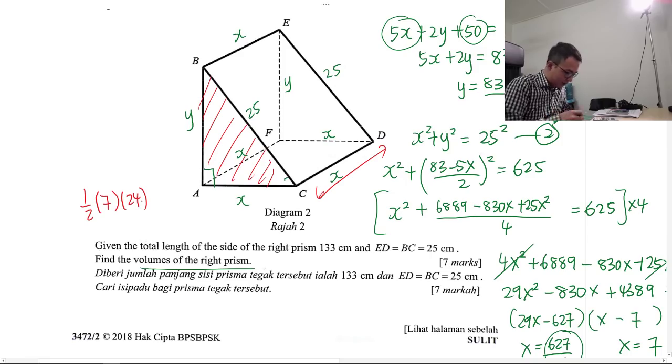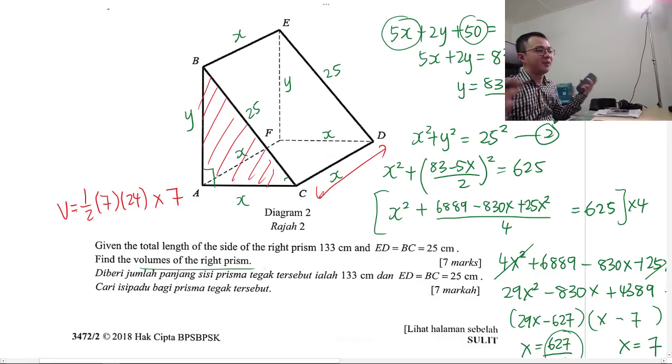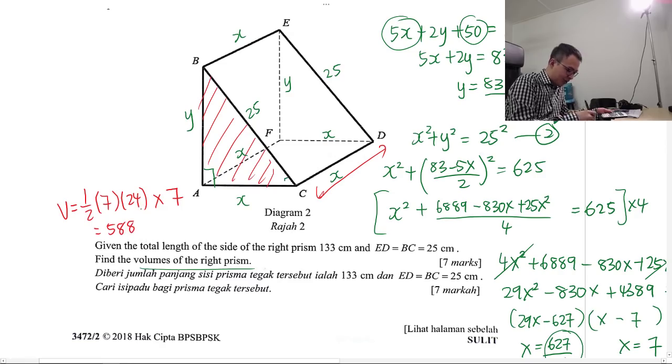Okay, so multiply the length, which is 7. So this is how I get the volume: find the identical area and then multiply its length. So it's 12 times 7 times 7. So the volume should be 588. If they are using cm, I'm going to give it cm cubed.